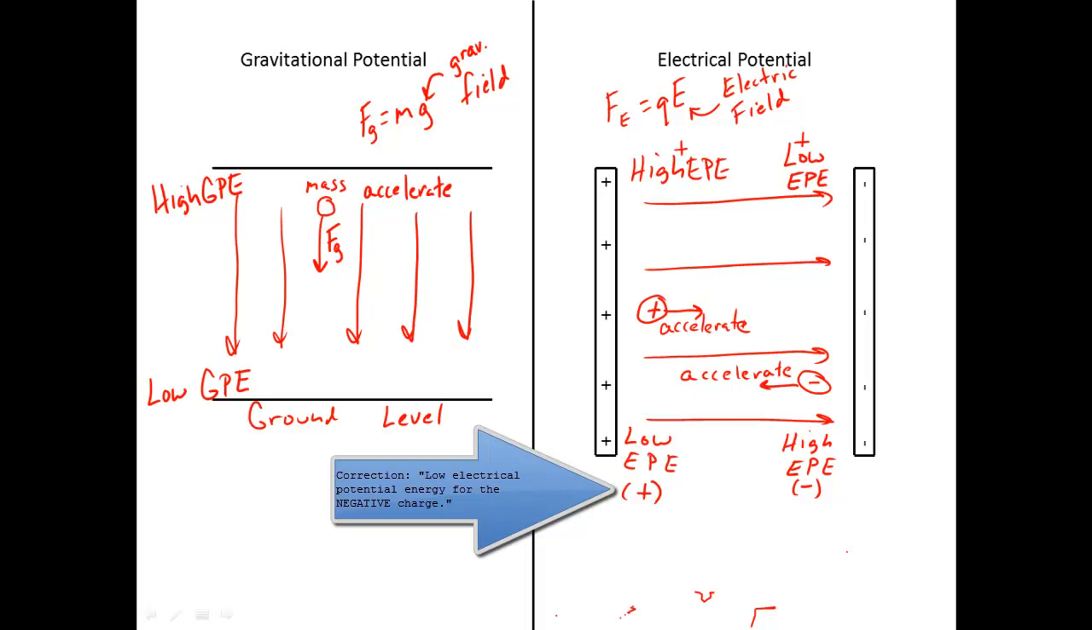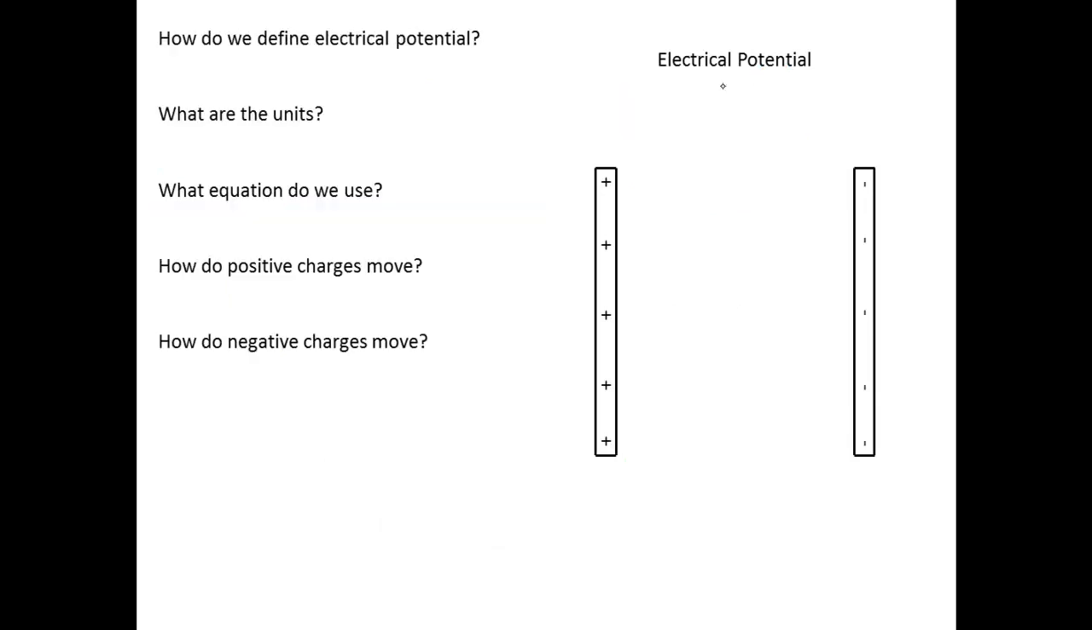Now let's look at how this relates to electric potential. The electrical potential is based on a positive charge. That's going to be really important, so let's remember that. Let's start off by asking ourselves, how do we define electrical potential? Electrical potential is defined this way: V stands for volt, and it's equal to the amount of electrical potential energy per unit charge, and we'll use a symbol here for a test charge. The unit for electrical potential is volts.